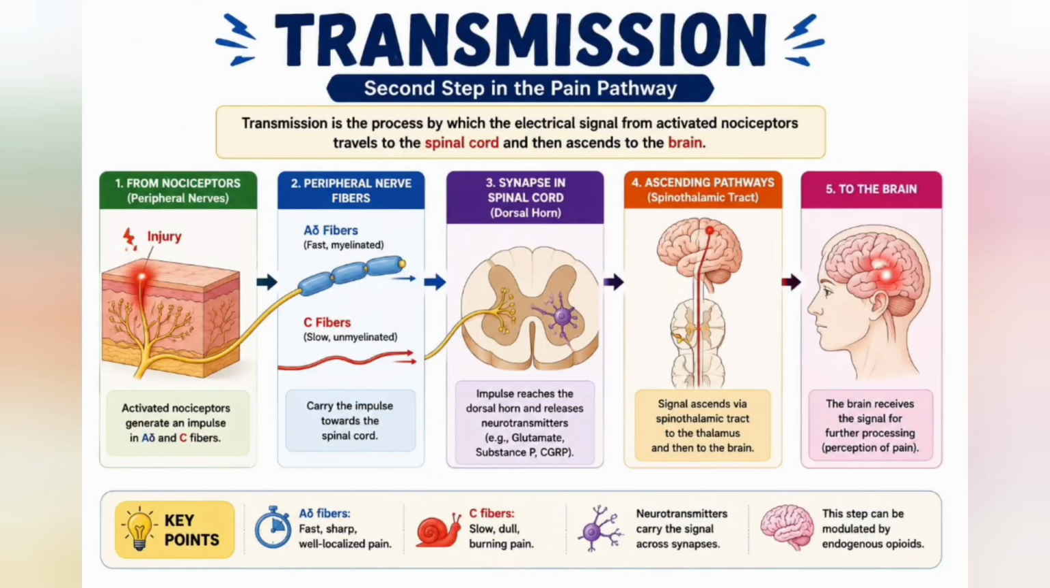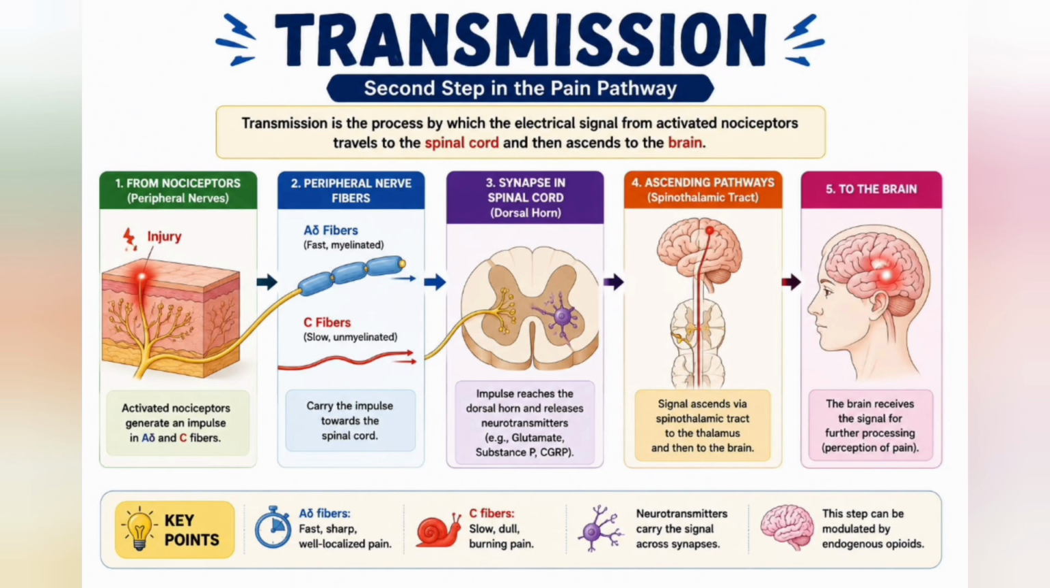Now the second process in the pain pathway is transmission. Transmission is the process by which the electrical signal from the activated nociceptors travels to the spinal cord and then ascends to the brain. It occurs mainly through peripheral nerve fibers. Among the peripheral nerve fibers, the most important are the A delta fibers and the C fibers. A delta fibers are myelinated fibers, so transmission is fast through the A delta fibers. C fibers are unmyelinated fibers and the transmission is slow through the C fibers.